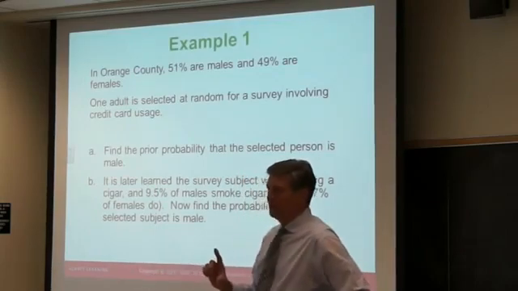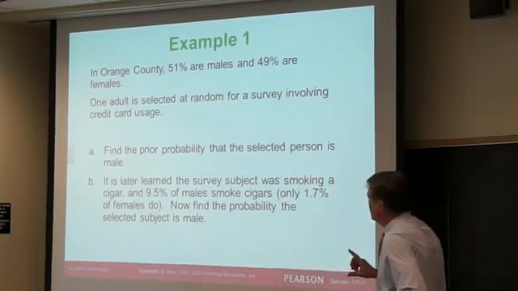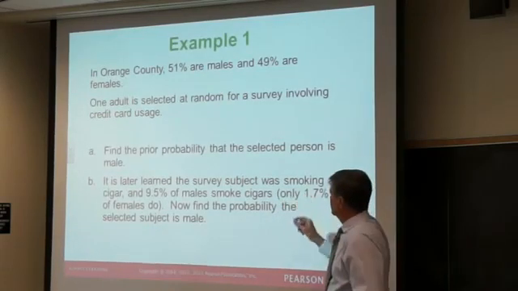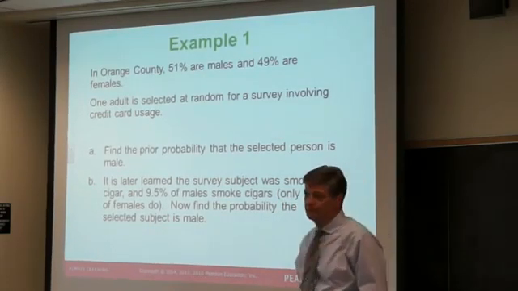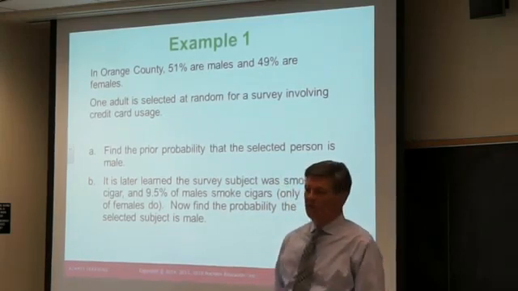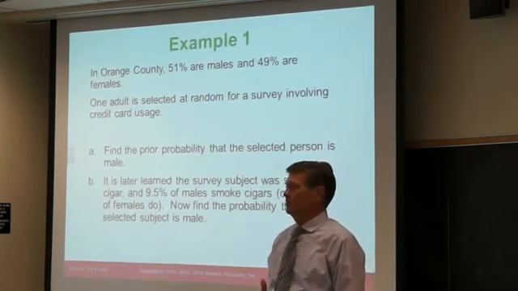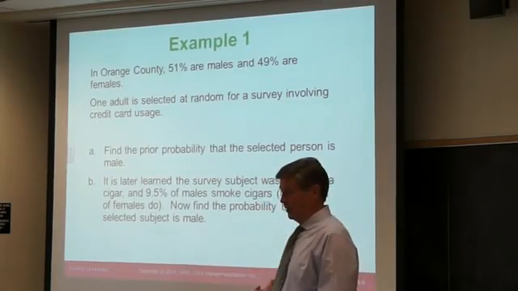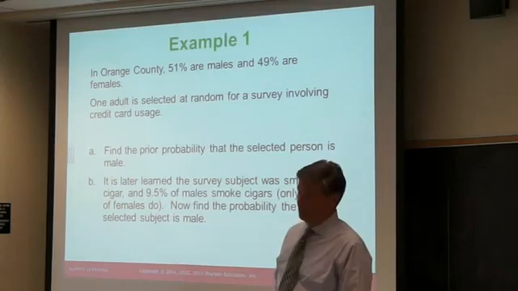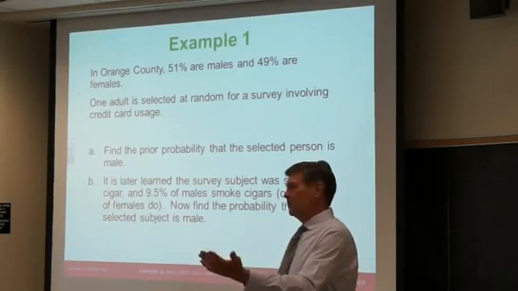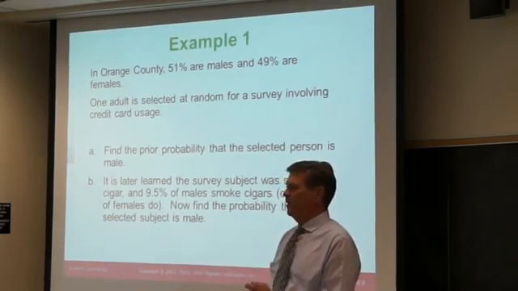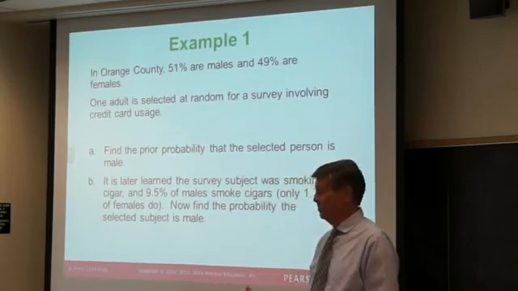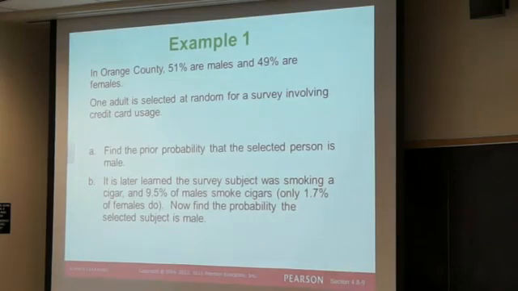You have extra information. Can you update your probability now that that person's a male or female? You can if you have some additional information. What we need to know is that 9.5% of males smoke cigars and only 1.7% of females smoke cigars. And we'll use those two pieces of information to update our probability now that I smell cigar smoke, you update that probability that person's a male. And as your intuition would say, it's going to go up, isn't it? But what will it be? We can calculate that.